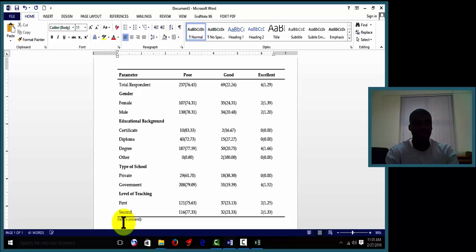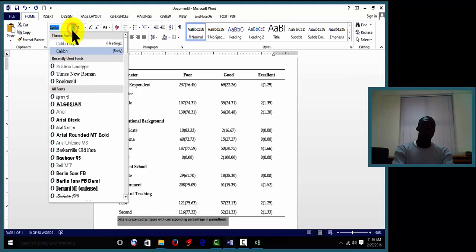So that goes by saying: data is presented as figure with corresponding percentage in parentheses. Good. So it means that if we see any of the figures here, the figure and its corresponding percentage in parentheses is what we are seeing. Without it, we cannot know whether this is the mean, the standard deviation, standard error of the mean, geometric mean, harmonic mean, median, or whatever it is. So this is very, very important. That is the footnote. The footnote is very important.